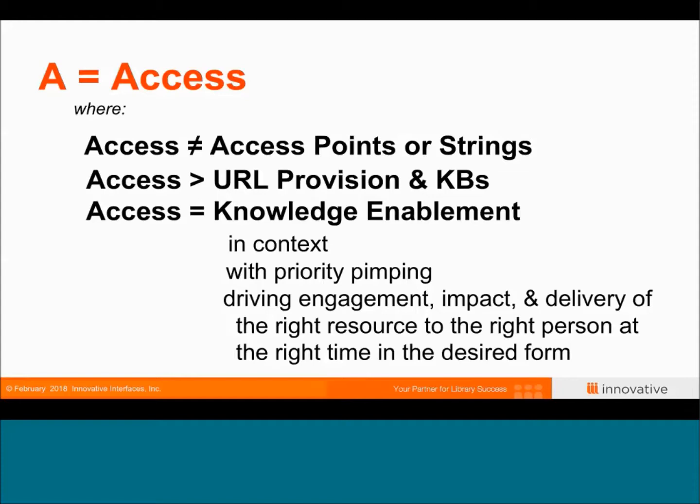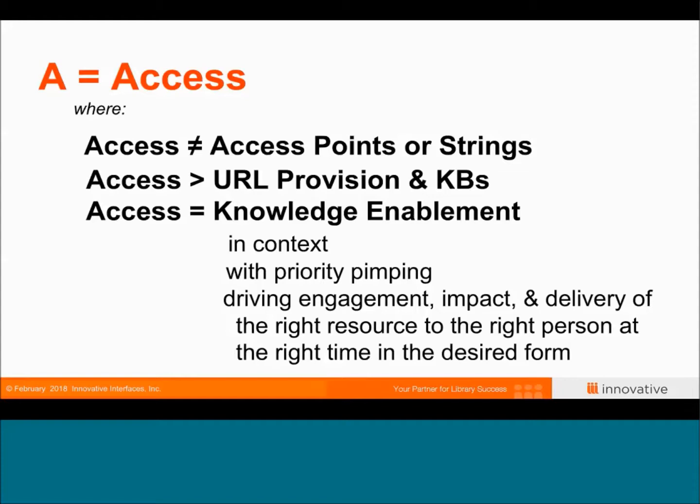If it wasn't, we wouldn't have so many complaints at the desk about what folks can't access, or worse yet, didn't even know they had access to. Access is really about knowledge enablement in context with priority pimping. We already do this a little bit, right? I know, kind of a silly term, but we want to set what users of certain types in our library see in an order that they can see it that's meaningful to them. That's a big deal. We know that. We sit at the reference desk, we answer their questions, we take their calls as librarians. We help them find the right book on the shelf.